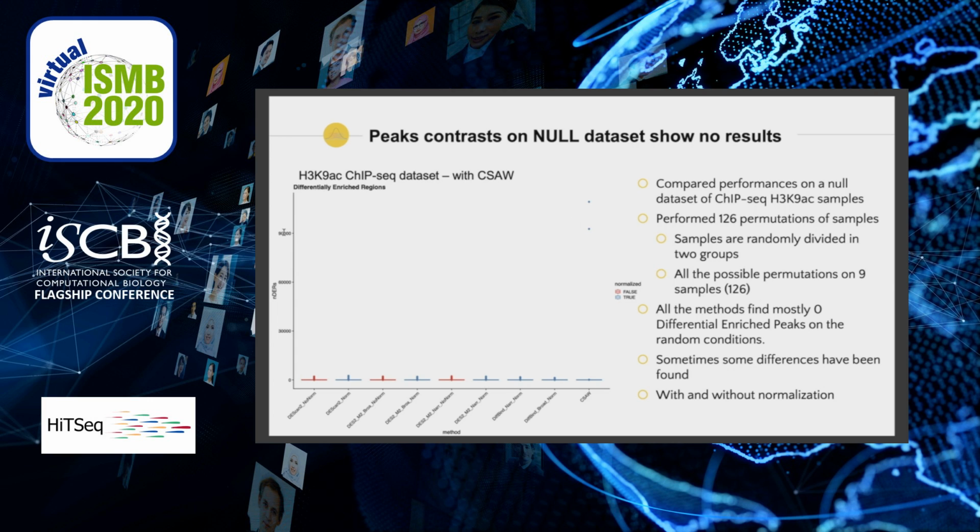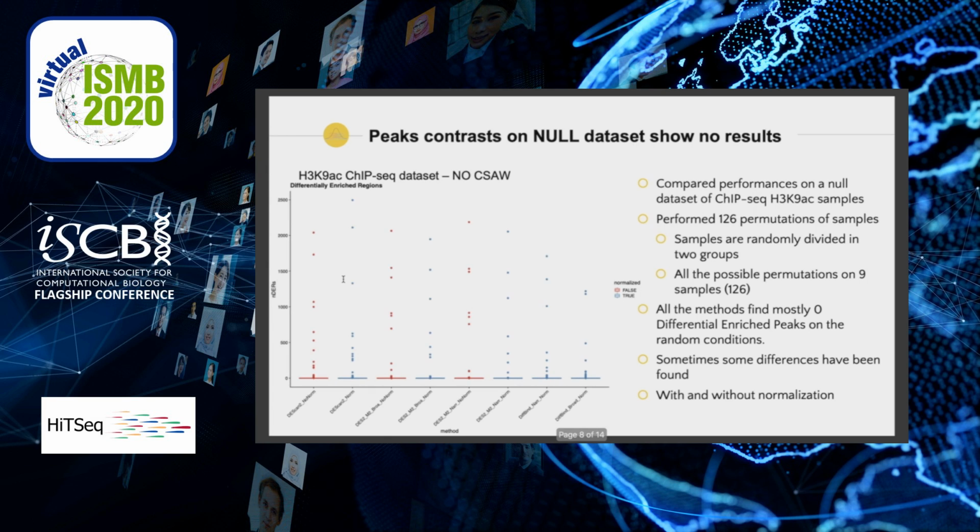So we have 90,000 in terms of number of DERs. Here you can see the same plot without CISO, just DiffBind and Scan2 with and without normalizations. And in this case, you can see that, of course, we catch false positives, but in this case, they are less.